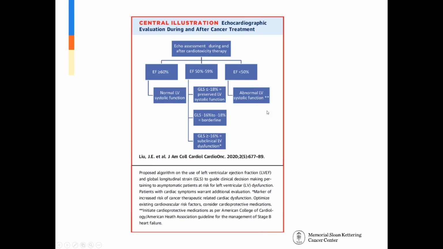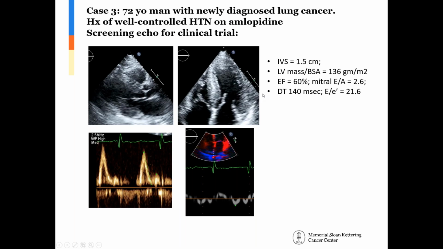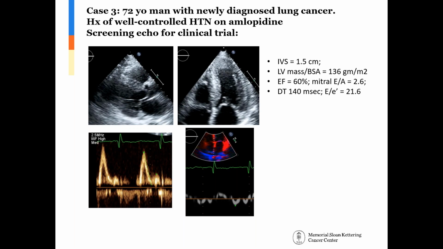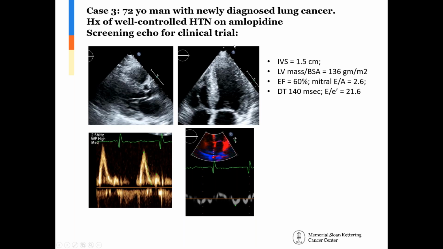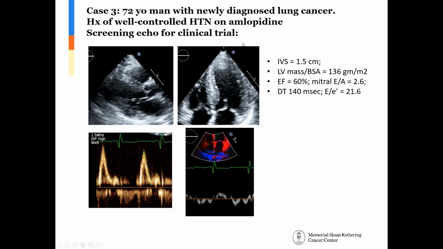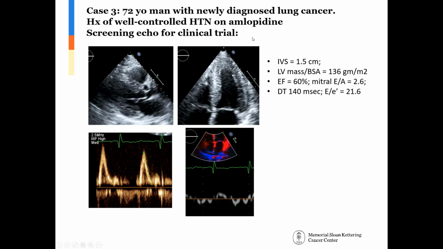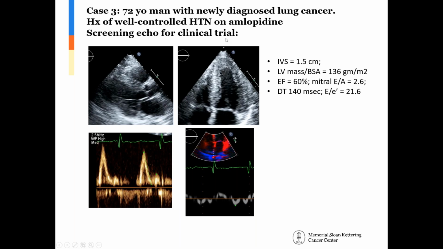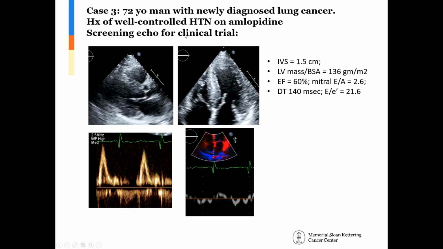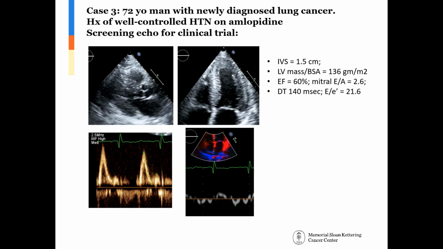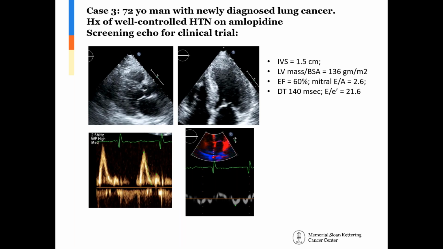already discussed. So next two cases, we're going to shift gears a little bit and address conditions that are different than cancer therapy-related cardiotoxicity that we also encounter in cardio-oncology. So this is a 72-year-old man with newly diagnosed lung cancer. He has a history of well-controlled hypertension on amlodipine, and this is his screening echo for a clinical trial.